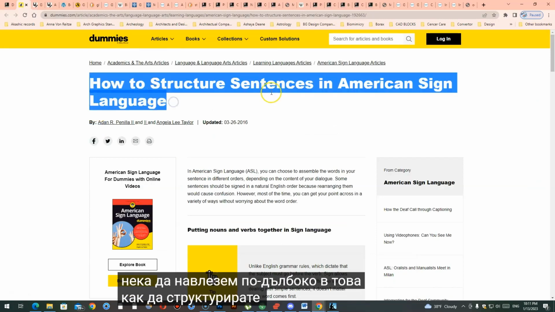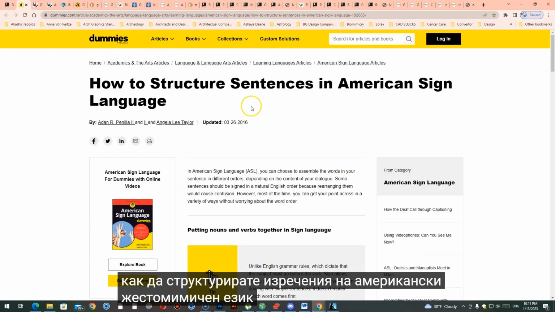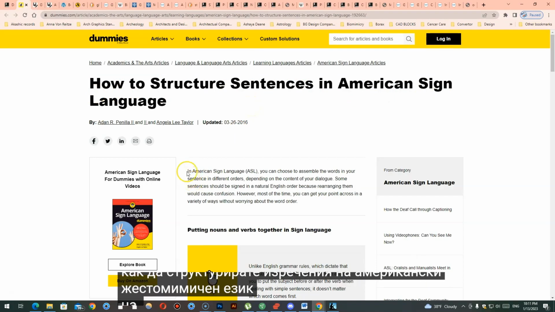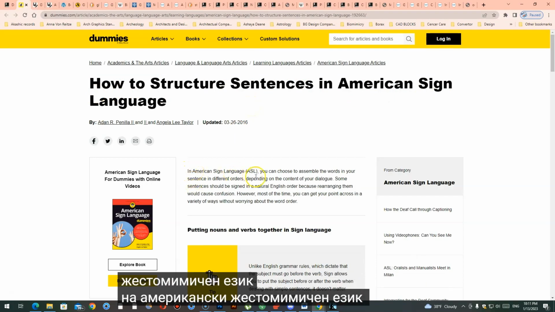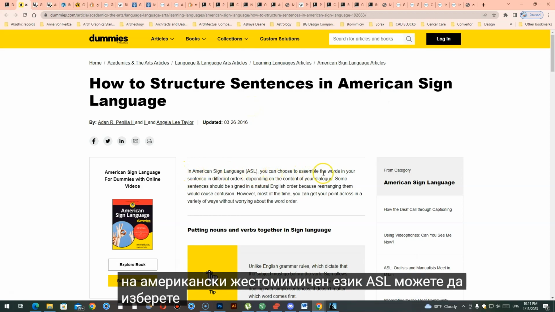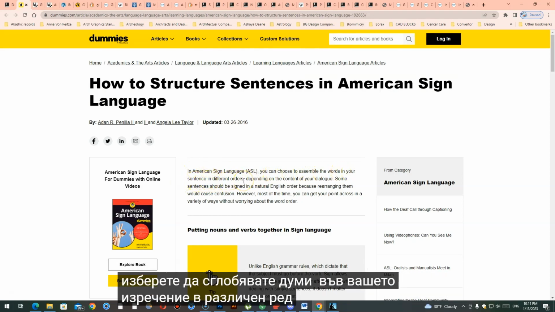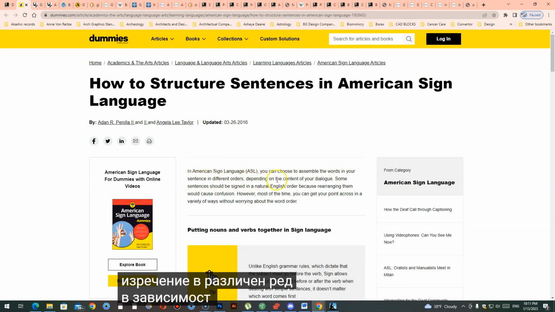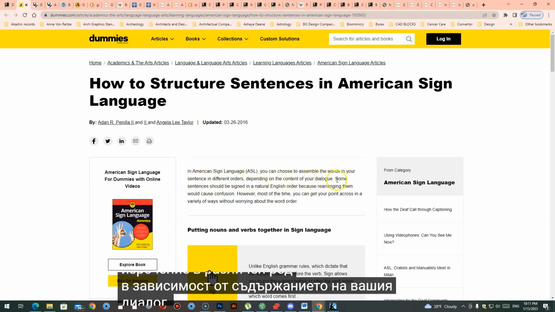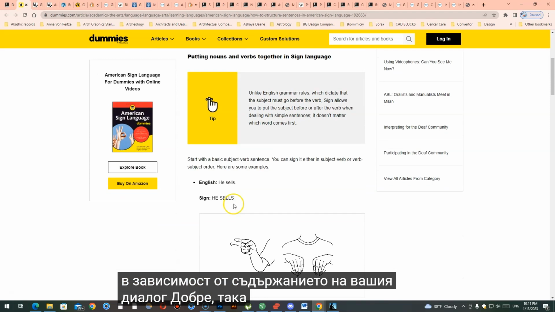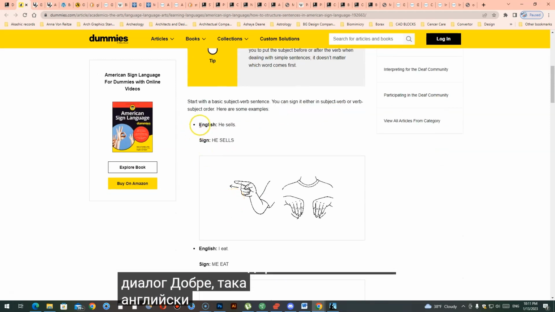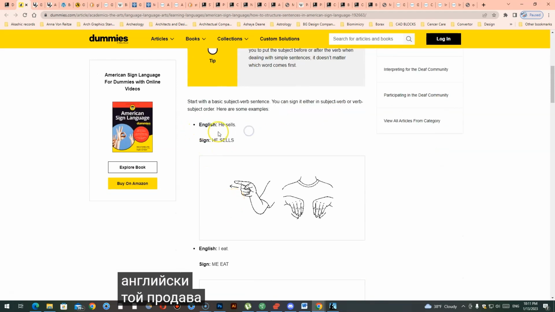How to structure sentences in American Sign Language. In American Sign Language, ASL, you can choose to assemble words in your sentence in different orders, depending on the content of your dialogue. Okay, so English. He sells. He, capital H-E, sells.